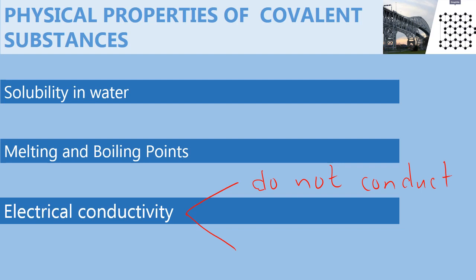However, we have some special cases such as water. Water conducts electricity because it is what we call a polar solvent and therefore behaves like an ionic compound in a way. But generally, covalent substances do not conduct electricity. This is just an exception.